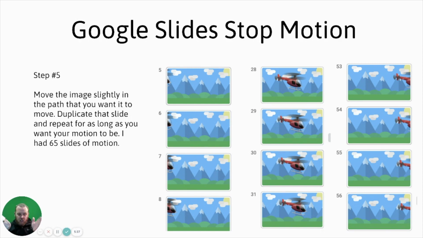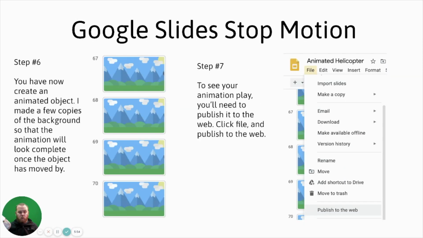So each one just looks like a still picture. It's like a flip book, where you flip the pages and you can see an object moving as it's going. It's the same sort of idea. And as you scroll through your slides, you'll be able to see how that works. So yeah, I had 65 slides of motion in my video. And now you have created an animated object, right?